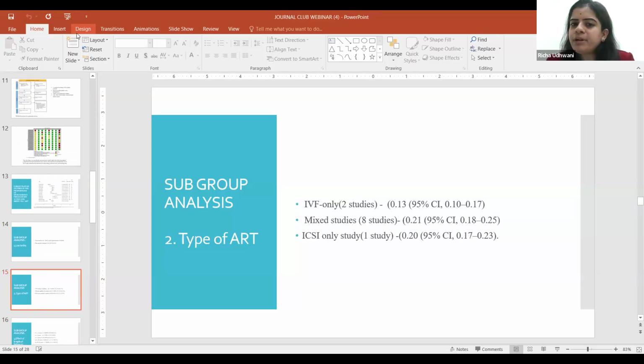Coming to the second subgroup analysis, which considered the type of ART used, IVF was used in 2 studies, which brought a pooled estimate of 13%. IVF plus ICSI was seen in 8 studies, which had a pooled estimate of 21%. And ICSI was there in only 1 study, and it had a pooled estimate of 20%.